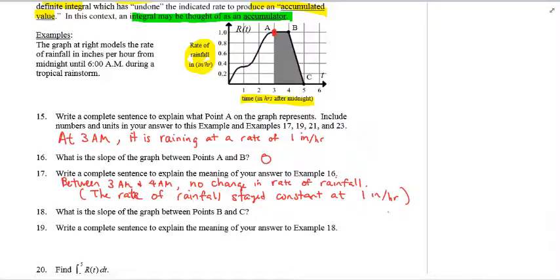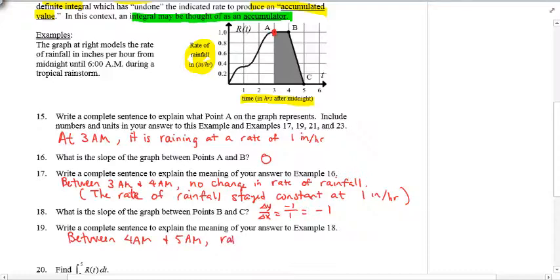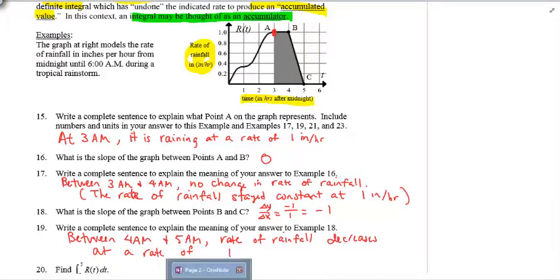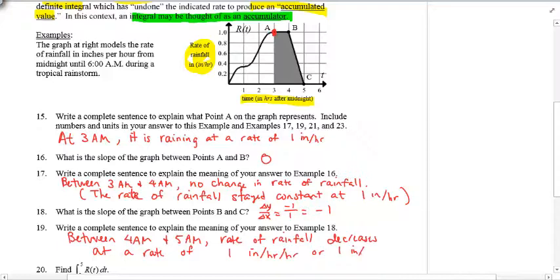Okay. The slope of the graph between B and C, the change in the y value divided by the change in the x, that'd be negative 1 over 1, which is just negative 1, and this would be the slope. But now let's interpret that. So how would we describe that negative 1? Well, I guess between the hours of 4 a.m. and 5 a.m., I'll say the rate of rainfall decreases, because it's negative, at a rate of, so remember, this is the slope of the rate of rainfall. So it decreases at a rate of 1, but now what are our units? It's not inches per hour, but 1 inch per hour squared.